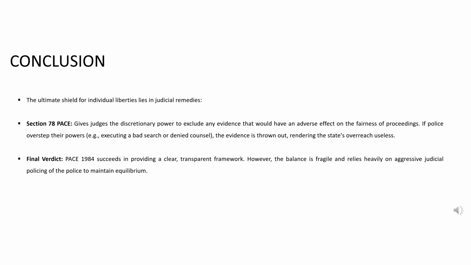Overall, PACE 1984 represents a significant attempt to strike a balance between two competing objectives within the criminal justice system. On one hand, the law equips police with broad powers necessary for effective crime prevention, investigation, and public protection. On the other hand, it introduces procedural safeguards designed to protect suspects from arbitrary treatment, coercion, and abuse of state power. Throughout areas such as stop and search, arrest, detention, interviews, searches, and the taking of biometric evidence, the law consistently attempts to balance state efficiency with the preservation of individual rights and civil liberties.